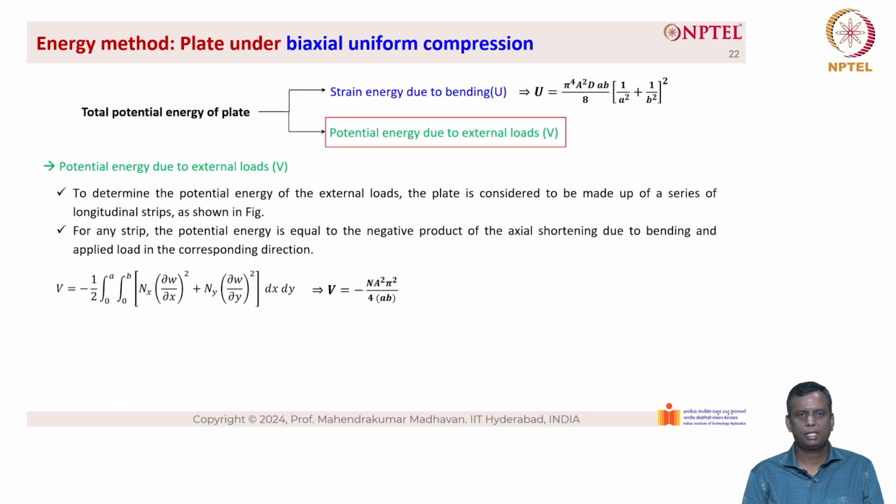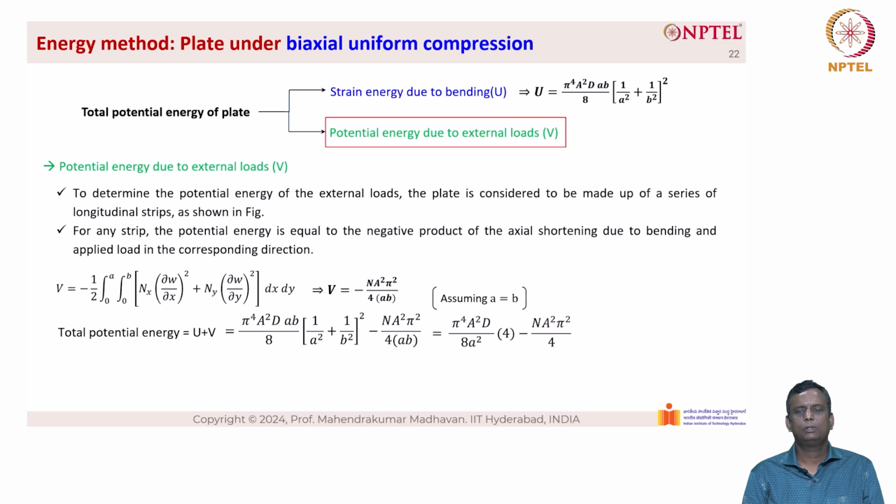Now, let us substitute that in the total potential energy equation U plus V. We have U plus V equal to pi⁴ A² D by AB by 8 into (1 by A² plus 1 by B²) the whole square, minus N A² pi² by 4AB. So, now assuming A equal to B, which means that it is a square plate, this equals pi⁴ A² D divided by 8A² into 4, minus N into A² into pi² by 4, which is equal to pi⁴ A² D by 2A² minus N A² pi² by 4.